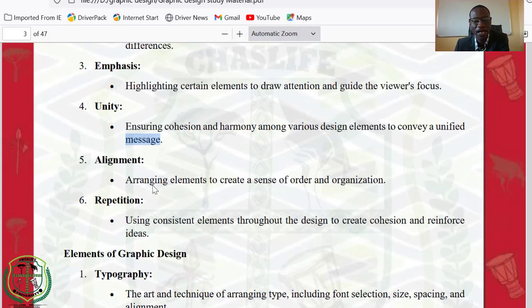Then we have what we call alignment. So here we're talking about arranging elements to create a sense of order and organization. If all of them are starting from left to right or right to left, make sure that all of them are left to right, not right to left. Either way, it is easy for one to bring out one particular component that is very vital.